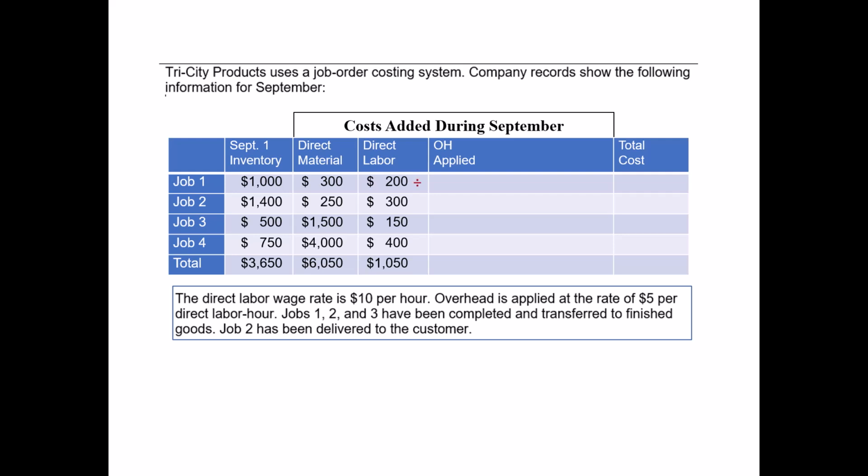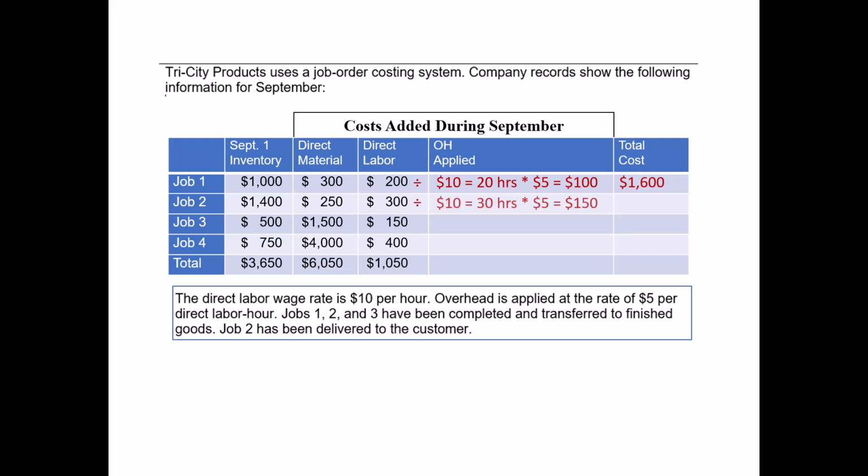Because overhead is applied based on direct labor hours, we're going to need to find the number of direct labor hours. And since labor was paid $10 an hour, we can see that 20 hours were worked on job 1. The overhead rate is $5 per direct labor hour. That gives us $100 of overhead applied. We can now see that the total cost of job 1, including beginning costs, direct material, direct labor, and overhead applied, is $1,600. We'll do the same thing for all of the other jobs.